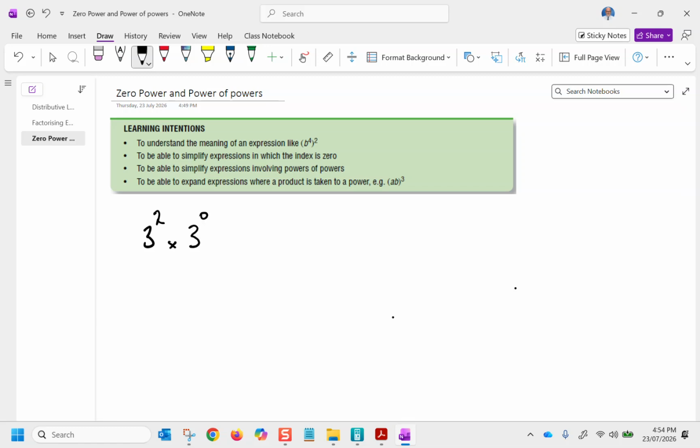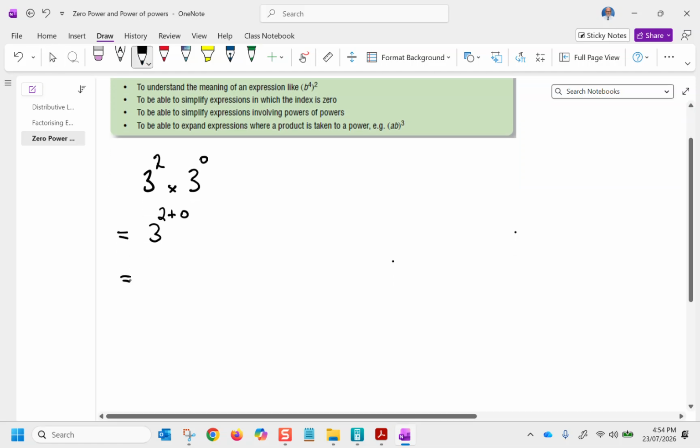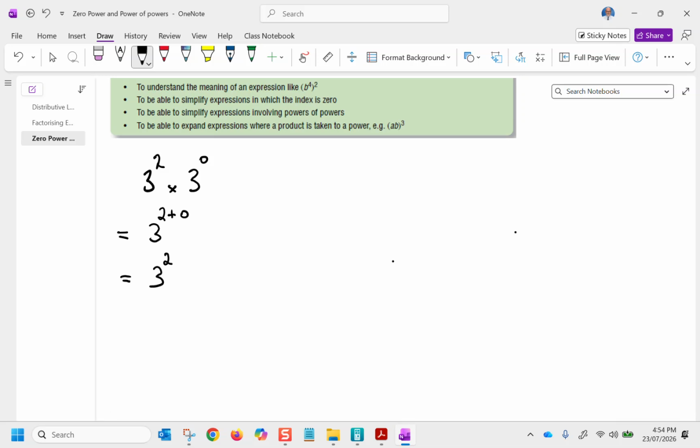Now we've previously seen that if the base is the same, here the base is 3, then multiplication means we add the powers. So that would be a base of 3 to the power 2 plus 0. So we can write the power as 2. Now that's 9. 3 squared is 9, and that's the correct answer. So we'll give that a little tick.